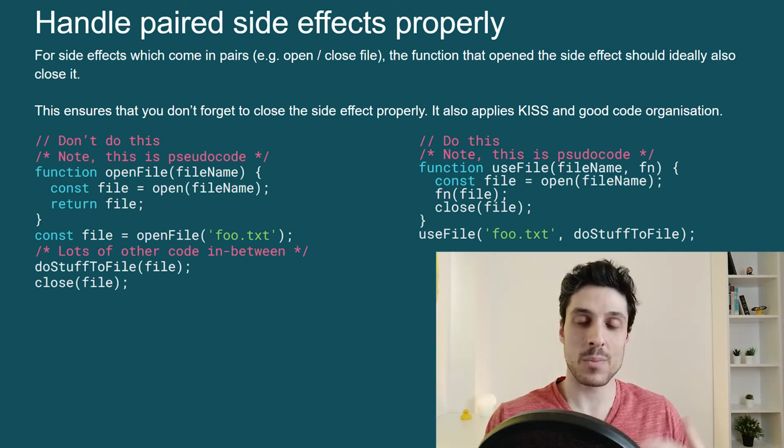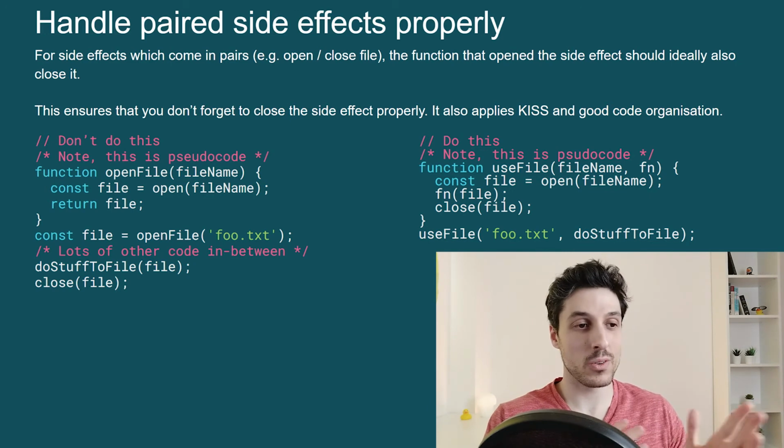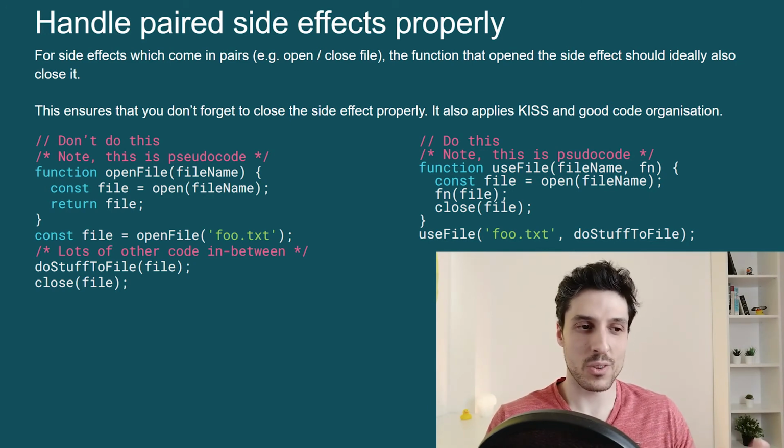And then it does something to the file, and then again, it may have a lot of different things in between. And then finally, after all of that, it closes the file. And now compare it to the code on the right. So on the code on the right, we have a function that opens a file, does something to the file, and it closes the file.